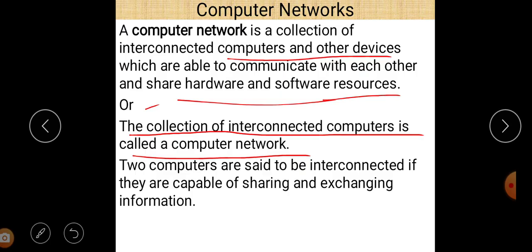And the third definition is that two computers are said to be interconnected if they are capable of sharing and exchanging information. When we say capable of sharing and exchanging information, it means that you can share data, you can share software, and you can also share hardware resources here. So the basic definition as far as the computer network is concerned is that the collection of interconnected computers is called the computer network.